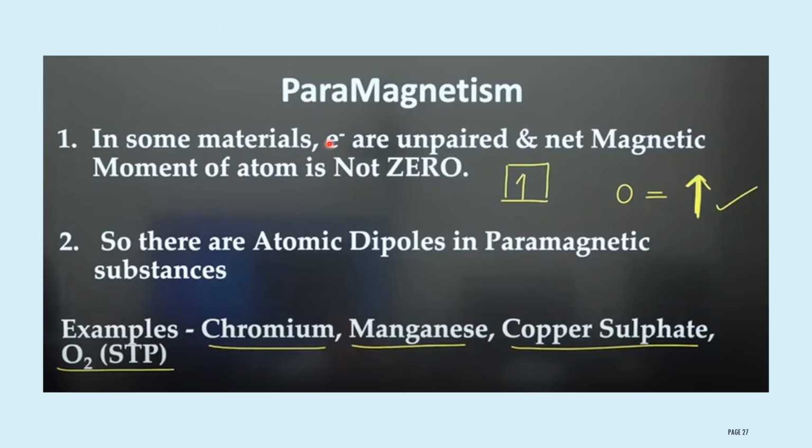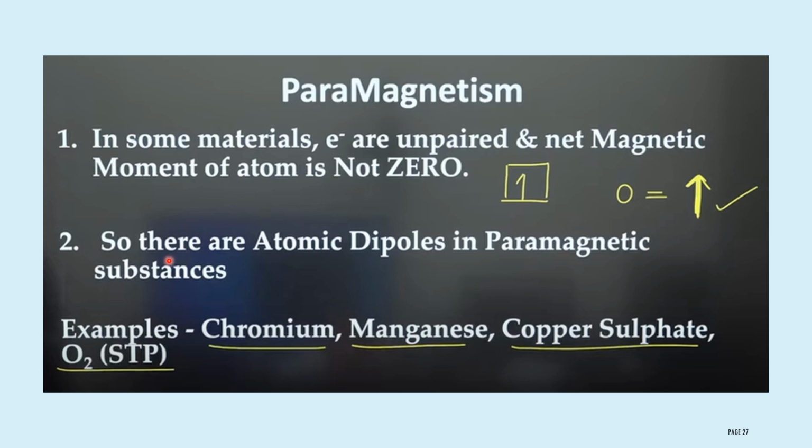Let us discuss the case of paramagnetism. First point, in some materials electrons are unpaired and the net magnetic moment of an atom is not zero. In the case of a paramagnetic material, you can observe an unpaired electron. Because of the presence of an unpaired electron, it will possess some magnetic moment. Therefore, in a paramagnetic material, the magnetic moment will not be zero.